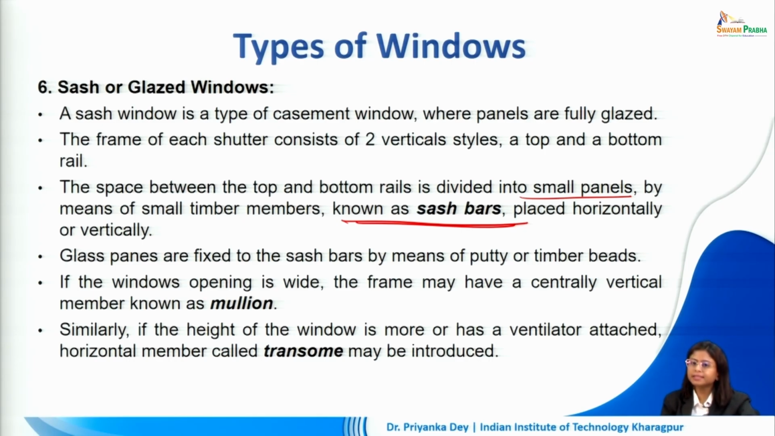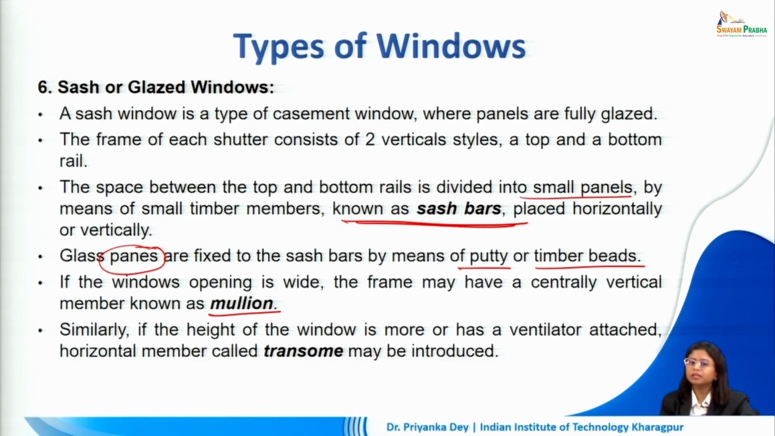Now sash bars can be placed both horizontally as well as vertically, and glass panes, these are also called the window panes, are fixed into the sash bars with the help of putty, or we can also use timber beads. Now if the window opening is wide, the frame may be centrally divided with the help of a vertical member which is called a mullion.